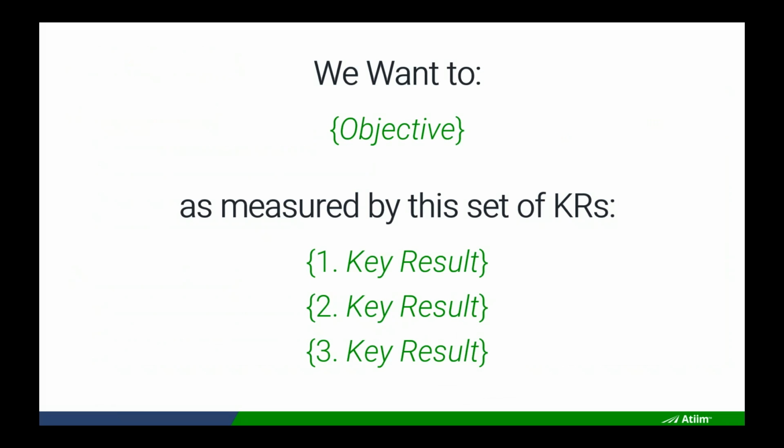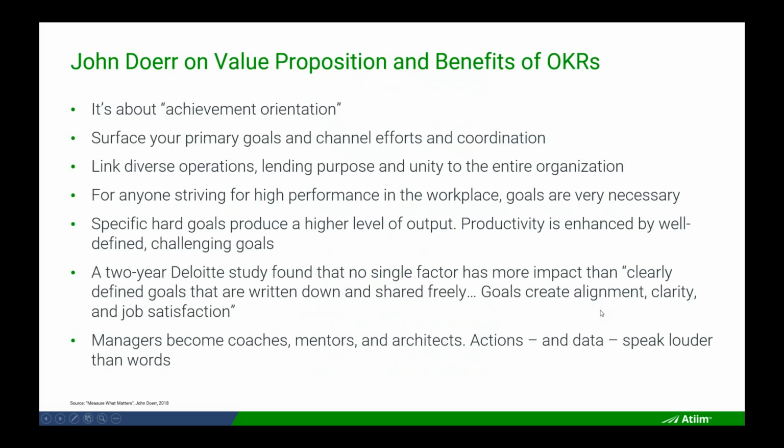So the formula for OKRs, as John Doerr says, is we want to, and then you state the objective. Could be like grow our company globally, right? Well, how do you measure growing your company globally? What does that mean? Well, that's the key result. Key result one could be like, 1 billion in sales, 300 new employees at the company, something else. Those are the results that you want at the end. That's the key result.